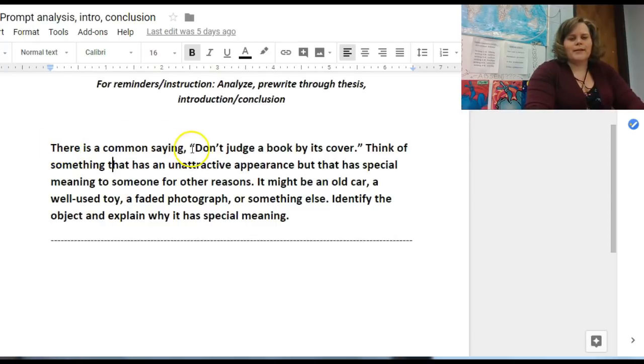There's a common saying, don't judge a book by its cover. Think of something that has an unattractive appearance, but that has a special meaning to someone for other reasons. It might be an old car, a well-used toy, a faded photograph, or something else. Identify the object and explain why it has special meaning. Okay, that's a lot of words. So let's take it to our paper real quick and make sure we know what to do.